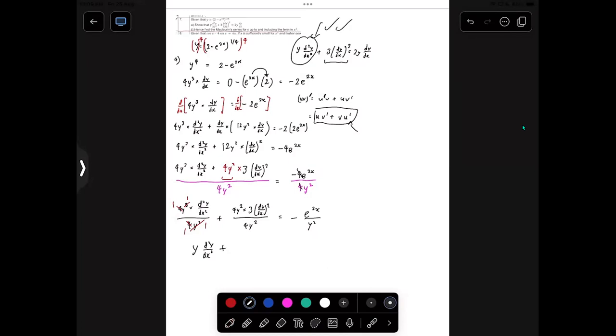Plus this one, 4y squared cancel away entirely. Then you are left with, 4 cancel away, y squared cancel away. Then you're left with 3 bracket dy by dx bracket power 2 equals this guy. So what do we need? We need 2y times dy dx, right?